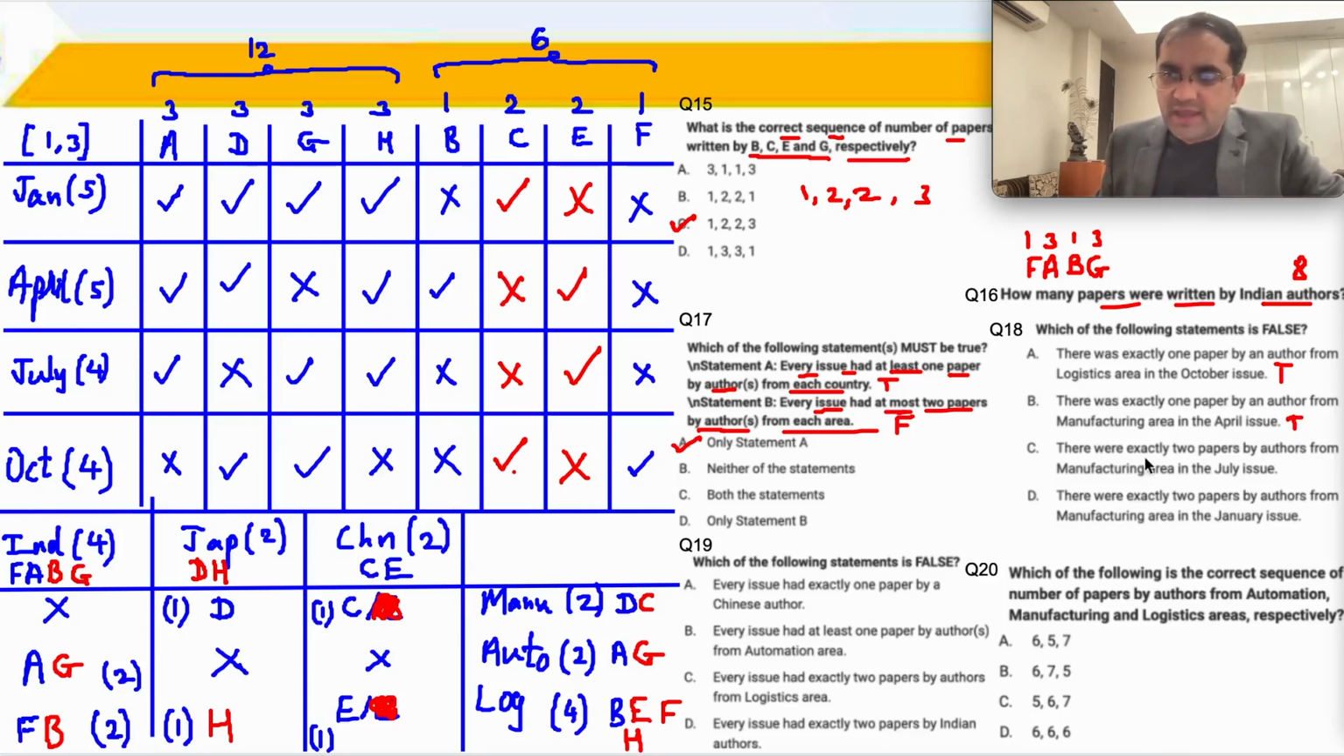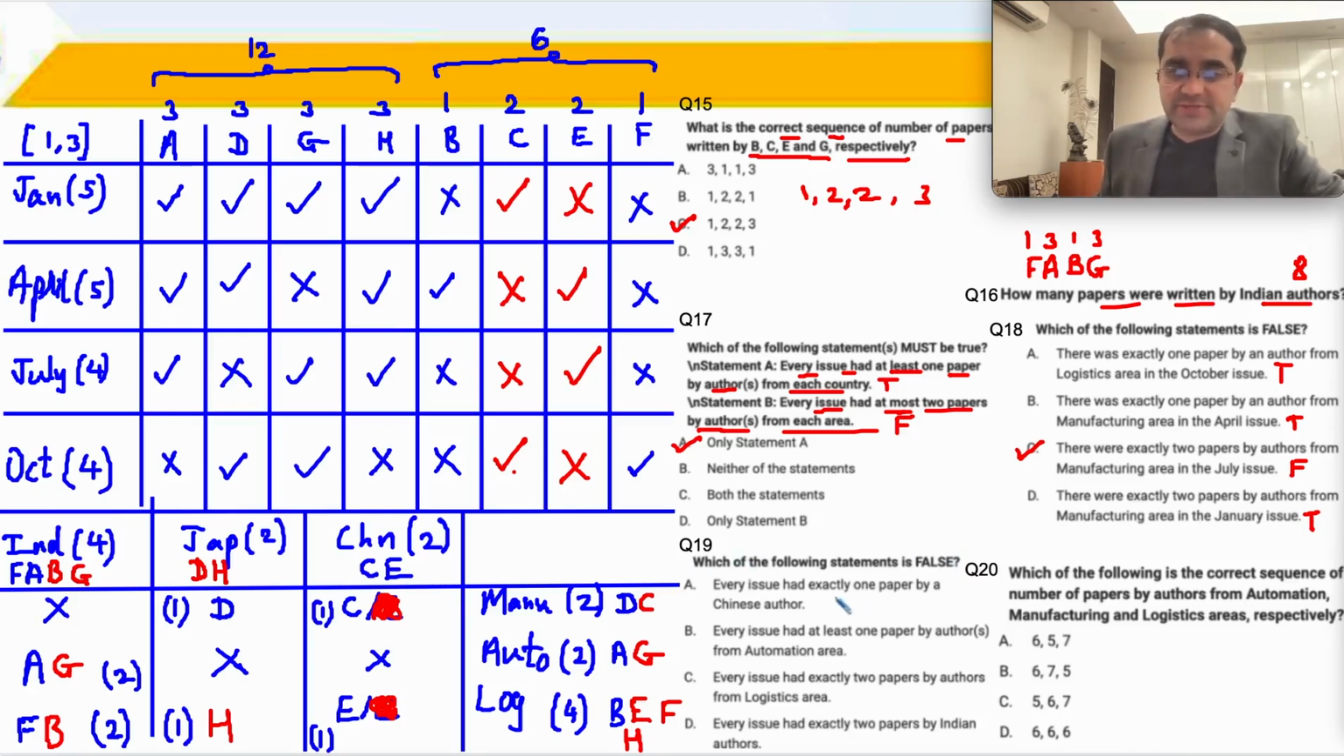True. Exactly 2 papers manufacturing July. D and C. July. D and C. Exactly 2 papers नहीं थे. This is a false statement. C part is the right answer. For good measure, let's also take D part. Exactly 2 authors from manufacturing January. D and C January. D and C exactly 2 papers. So this is a true statement.